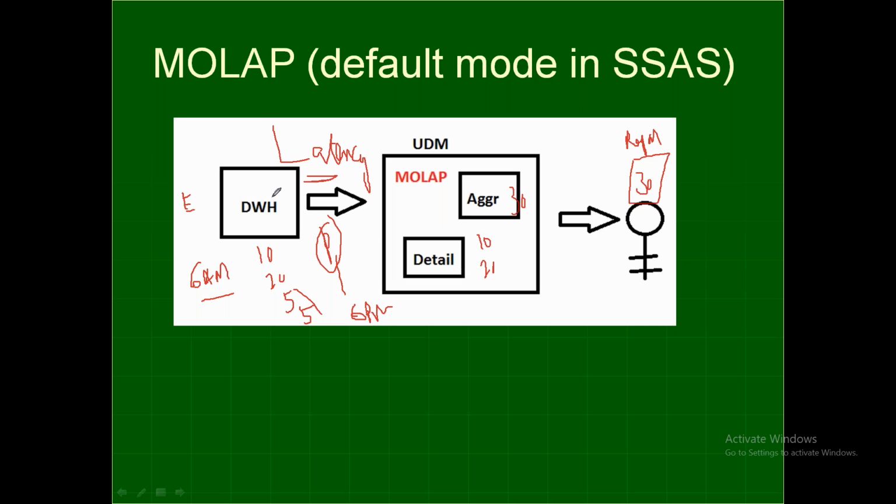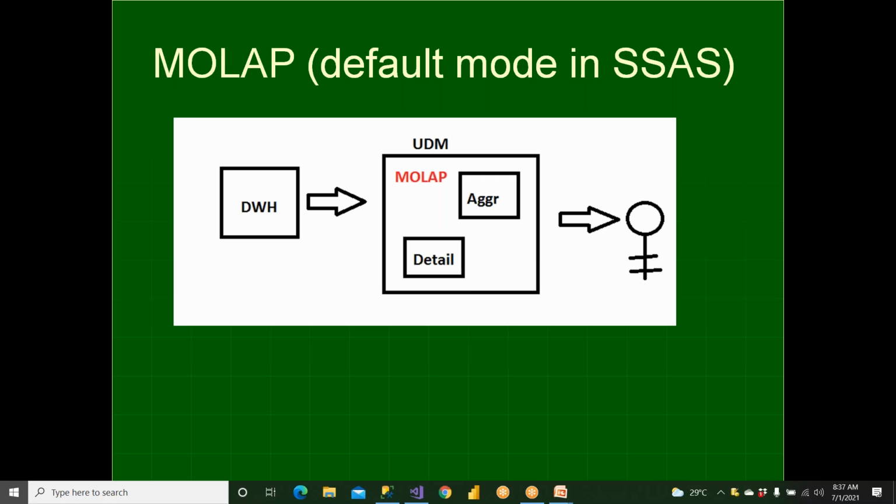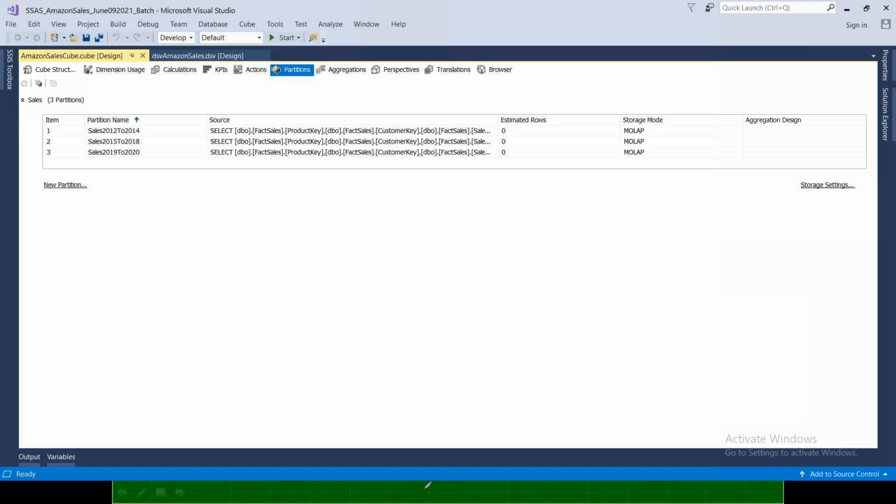Clear? Automatically, the cube processing is not going to be happening. Am I clear, guys? Now, Microsoft is giving a lot of other options to us. What are the options? Let me click on this.